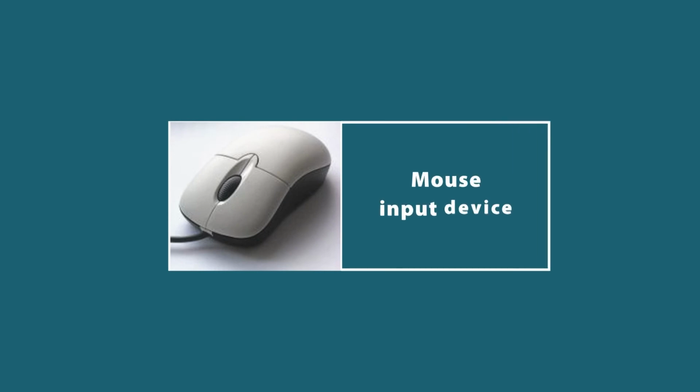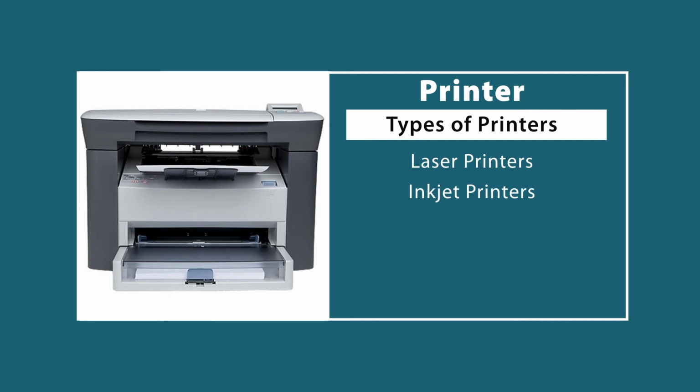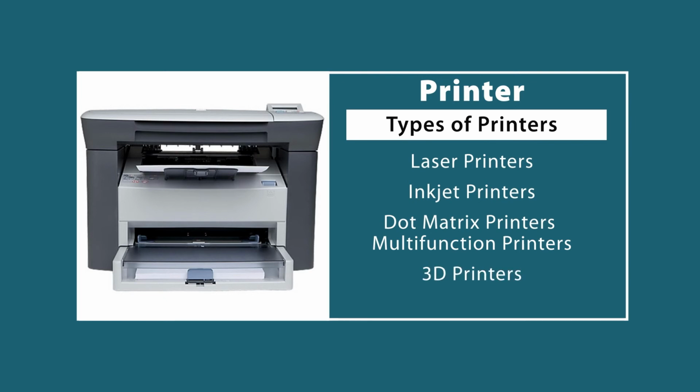The mouse is a very commonly used input device, which is also used as an instructor. By pressing the left button or right button, you can perform the operations associated with them. The printer is used for printing documents, and there are different types of printers like laser printers, inkjet printers, and dot matrix printers. Multifunction printers are now available, which also have scanning capabilities. You can scan a document as well as use that device for printing. Nowadays 3D printers are also available to take output in 3D form.